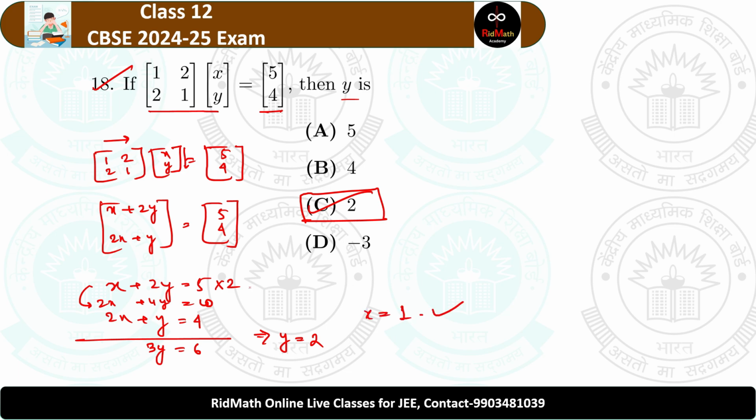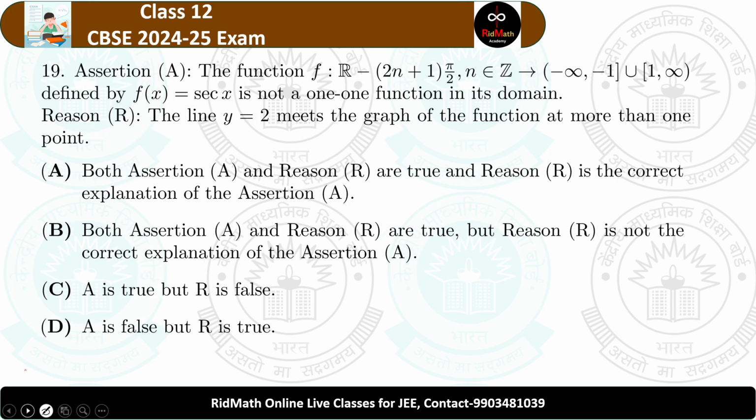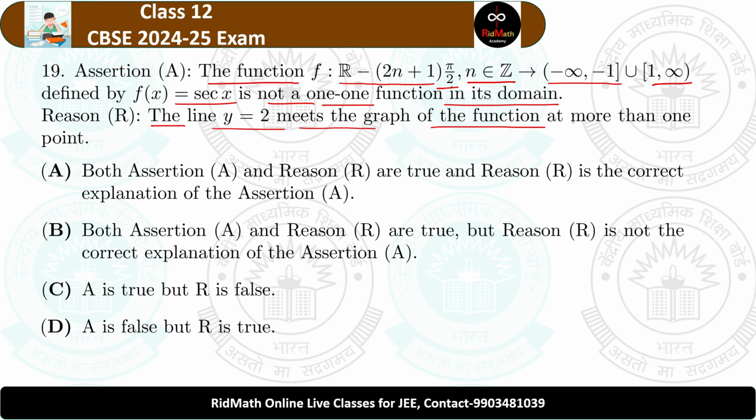Right? Okay. Next problem 19 and 20. The assertion reason based problems. So which option is correct? Let us find out. The function f from R minus (2n plus 1) pi by 2, n belongs to Z, to minus infinity to minus 1 union 1 to infinity is defined by f(x) equal to sec x. Assertion: it is not a one-one function in its domain. Reason: the line y equal to 2 meets the graph of the function at more than 1 point.